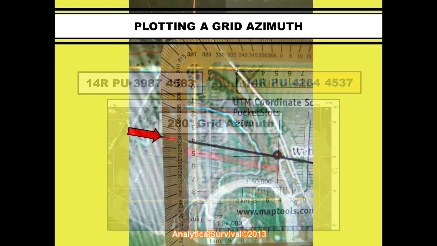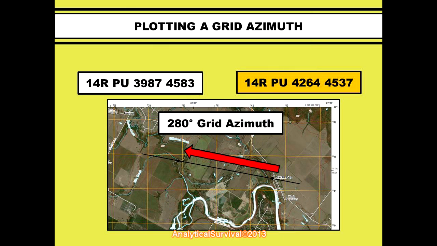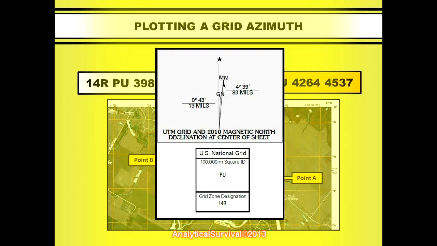Now, if we were actually going to move out and travel to this destination, we would need to complete one more very important mathematical conversion using the MAPS declination diagram. But we'll save that for part 4.